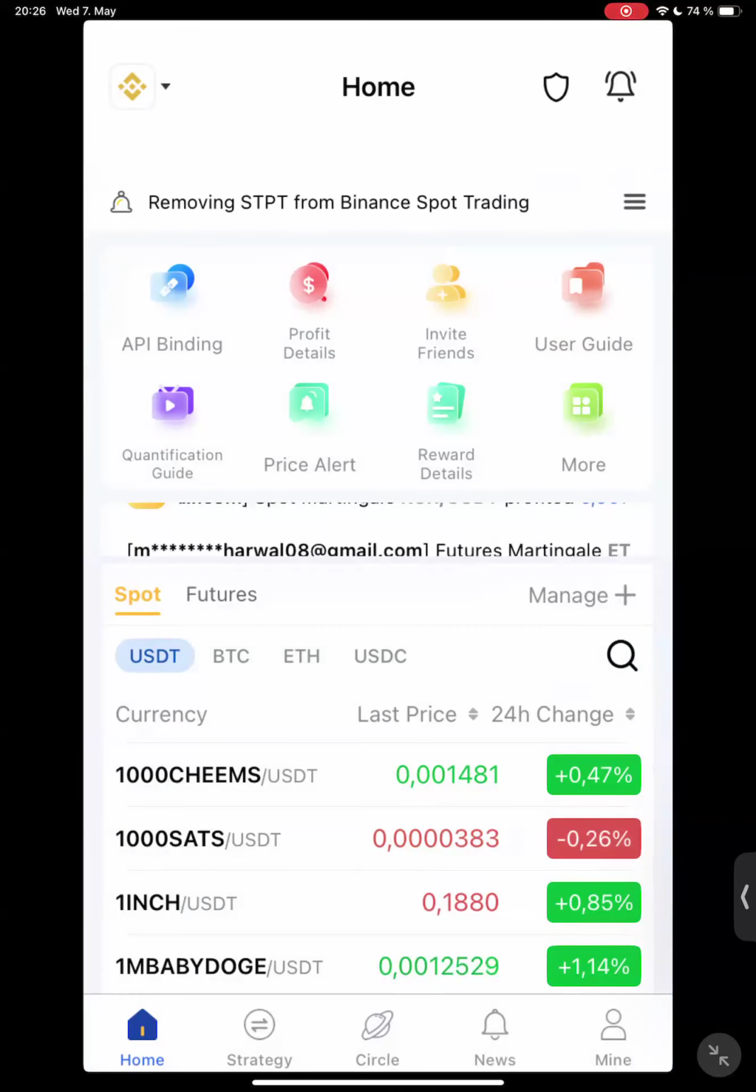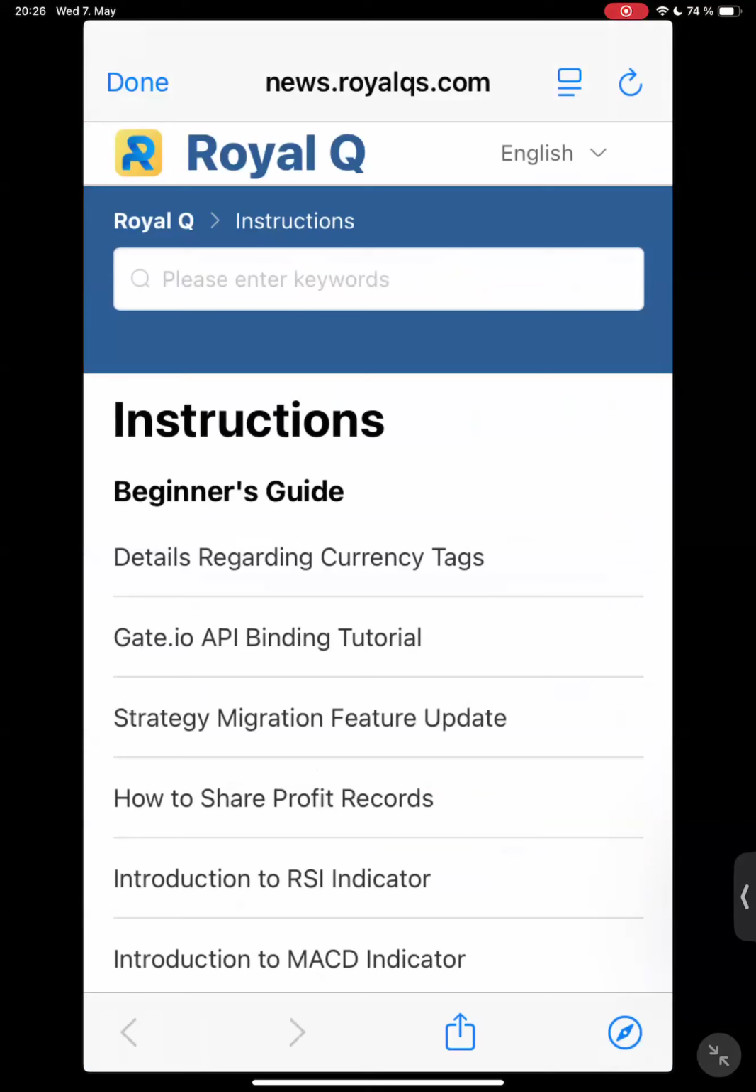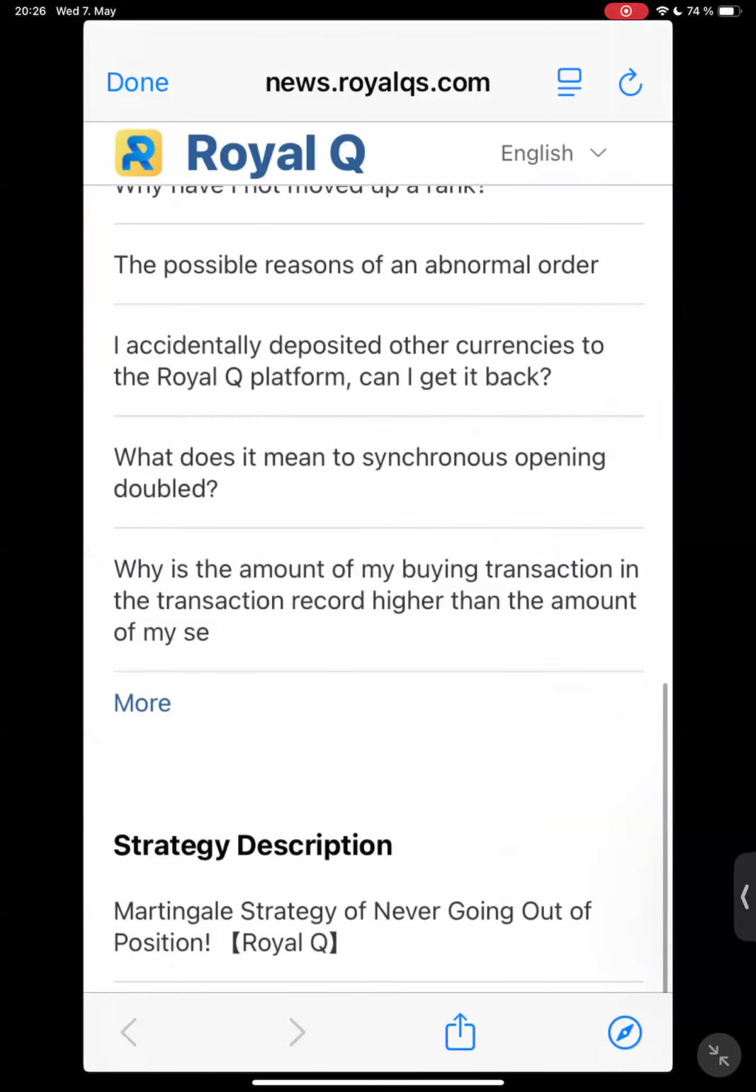All right. So we have the user guide. The user guide too is very, very important. If you want to know a lot of things about the RoyalQ robot, just come to the user guide. You see a lot of questions. Tap on the interesting one that you'd love to get yourself informed of.